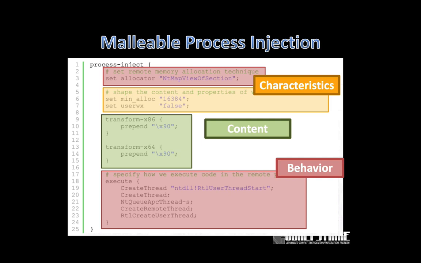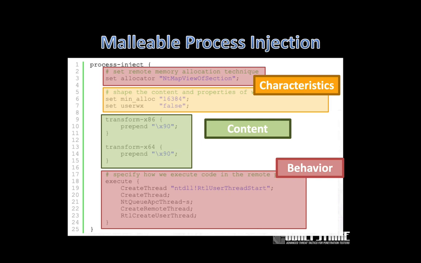You can use min_alloc and use RWX to change the characteristics of that memory in the remote process. Transform x86 and transform x64. These blocks can shape the content that is being injected into a remote process. And the execute block gives you a lot of control over how Beacon spawns a thread or otherwise passes execution to code that you copied to a remote process.